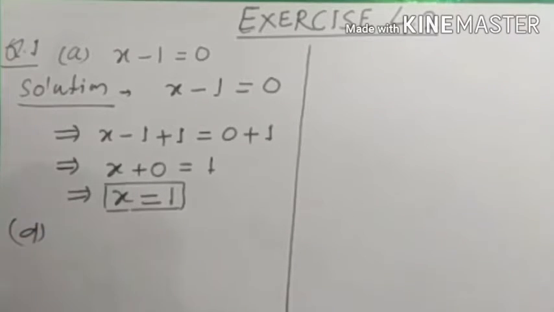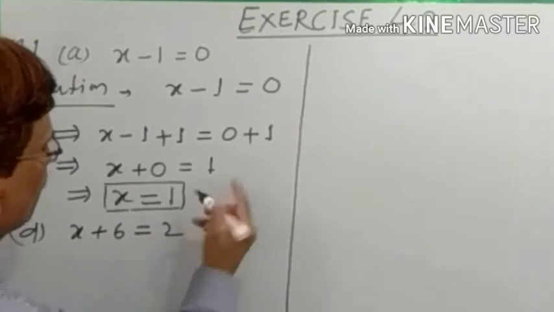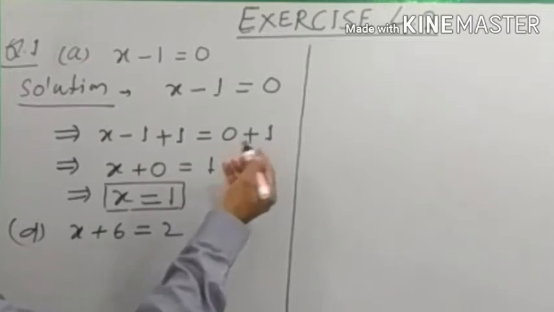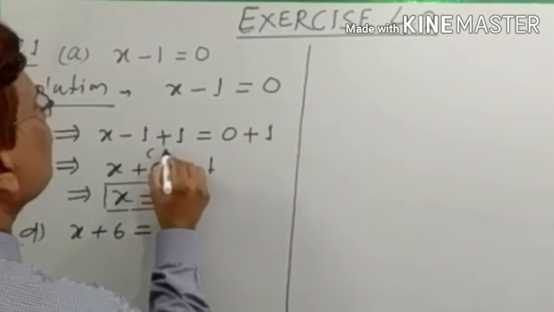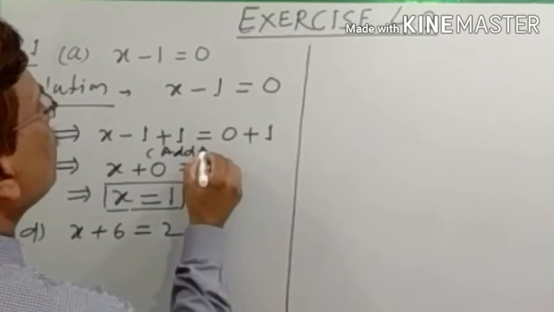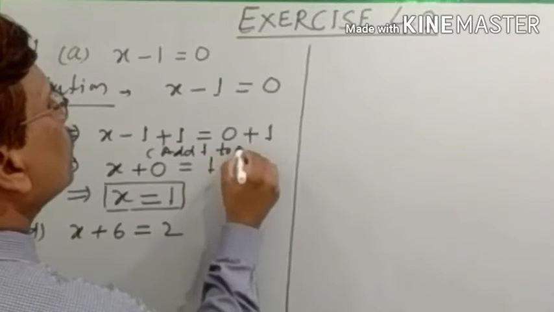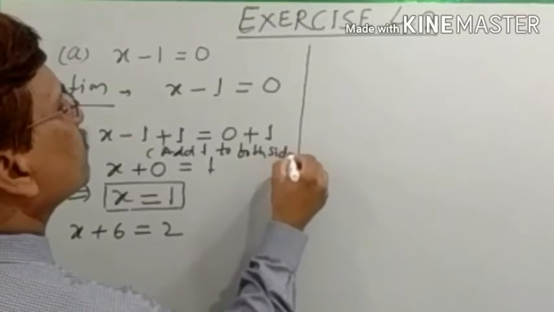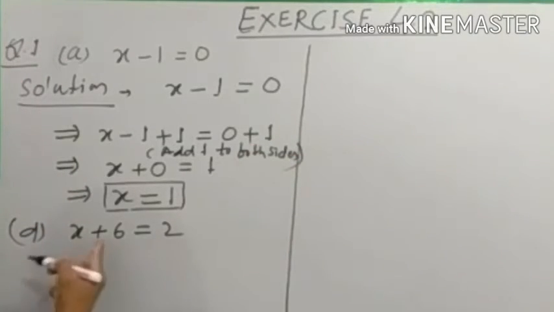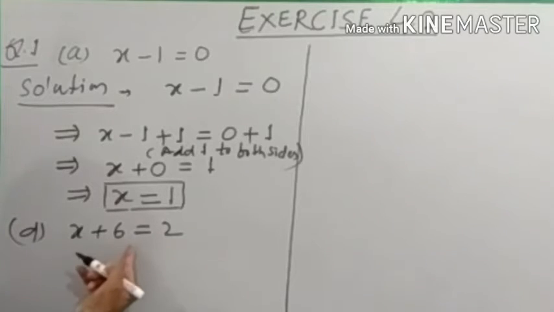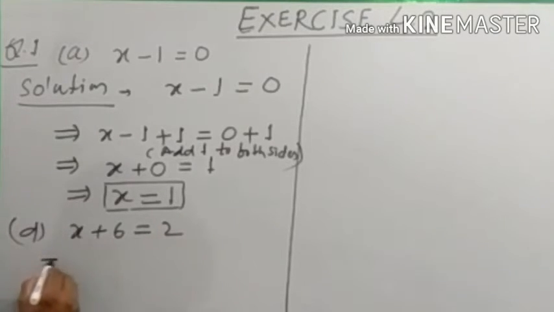Question D. x plus 6 is equal to 2. Same as here, you can write: add 1 to both sides. Okay. Now x plus 6 is equal to 2. If you want to remove plus 6, what will you do? You have to subtract 6 from both the sides.